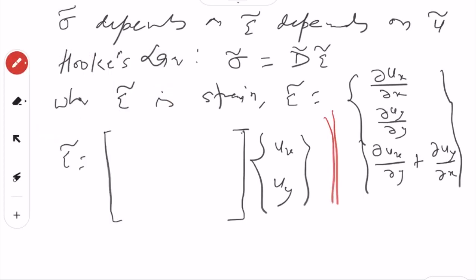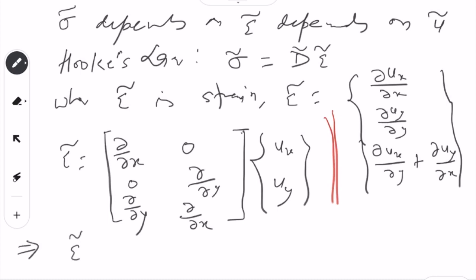So anything there, okay. And then we have a strain. So we have ux, so write del over del x, and then you will have a 0 here. Then we have 0 del over del y, and then we have del over del y and del over del x. So, basically we can also say that this is simply equal to.